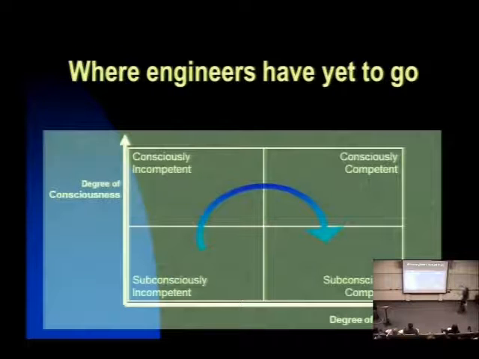Anyway, so you start and you're subconsciously incompetent. Then you move up to consciously incompetent. Then you know what you don't know. Then you get the training. You need some training to get over to consciously competent. You learn the competency and the skills. What you really want to move to is being subconsciously competent. You want to make it ingrained so that it's just part of the way you work.